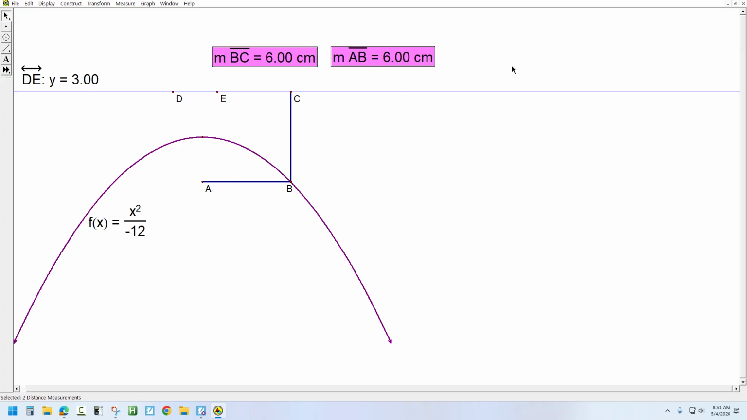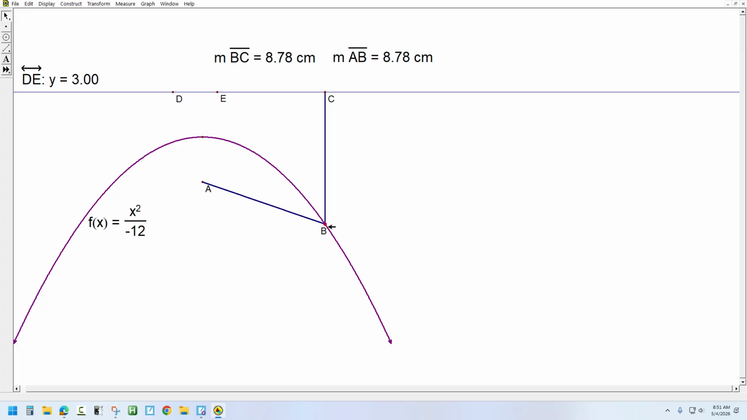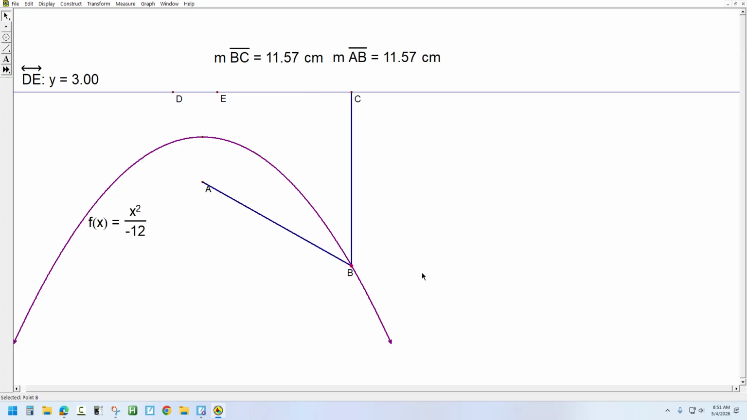Okay, those things that I just clicked on, they're not fixed. They will change as I drag the point. So as I drag that point, I'm going to continue to measure the distance from A to B and B to C. Those two line segments always come out the same. And if that's true, it means you have a shape that's a parabola.